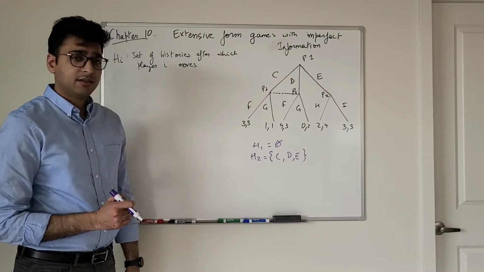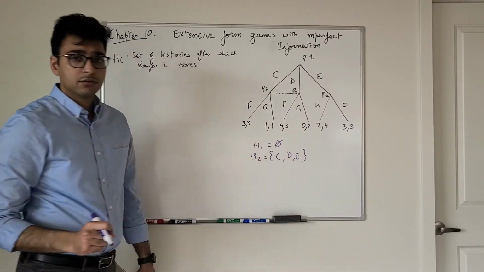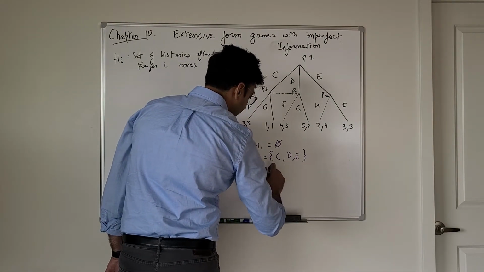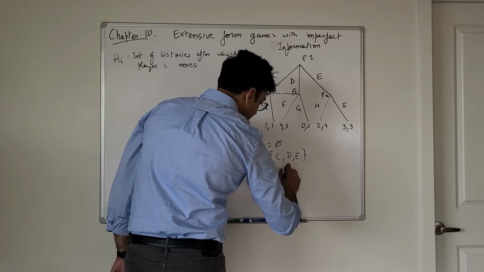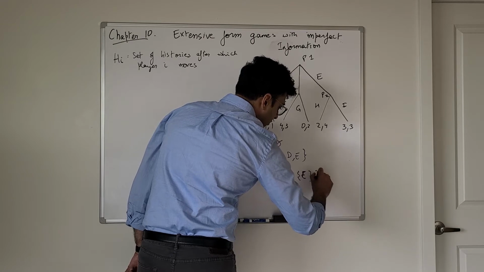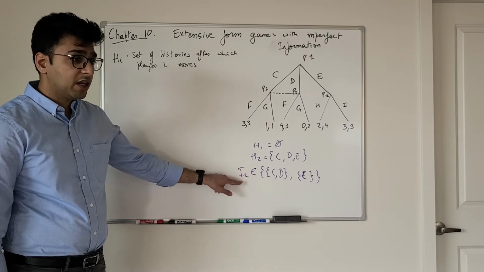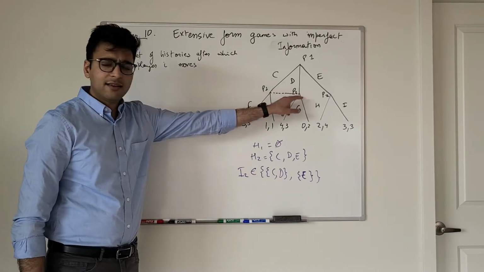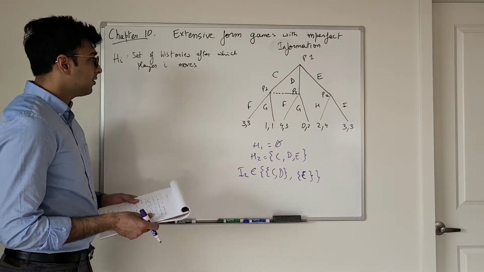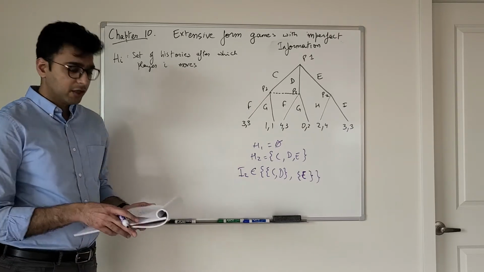An information set is a partition of this history H2. So here, I2 will lie in either {C, D} or {E}. What that means is the information that is presented to player 2 is either that C or D has happened or that E has happened. Introducing this notion of an information set allows us to capture that uncertainty from the perspective of player 2.